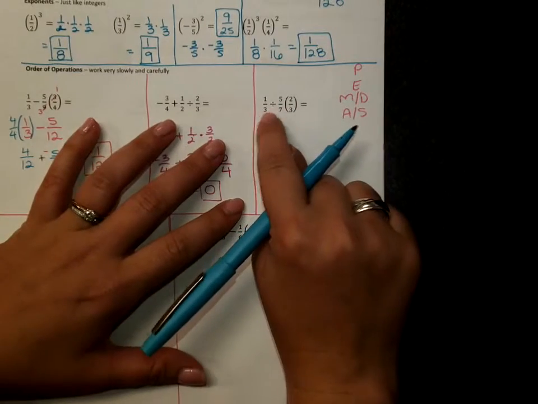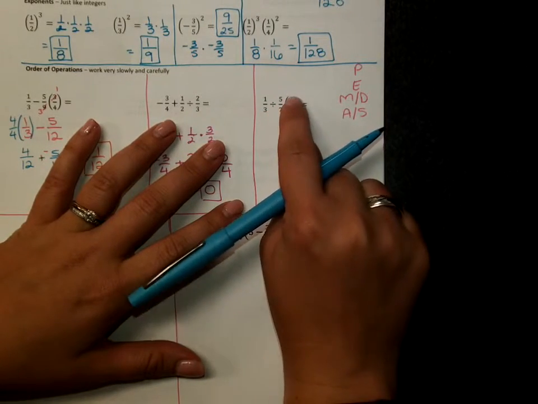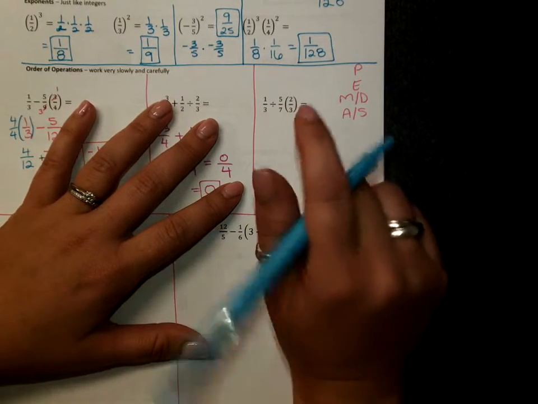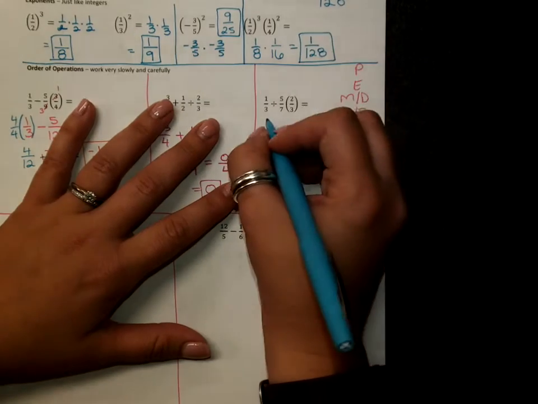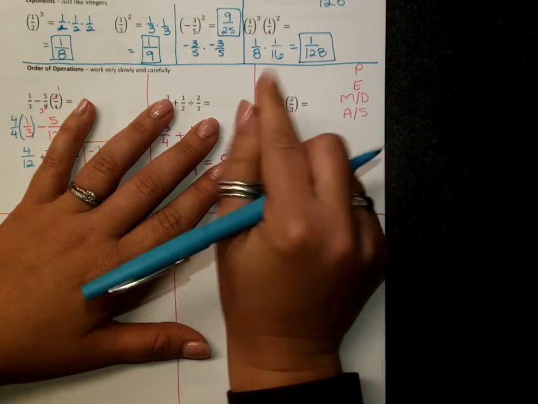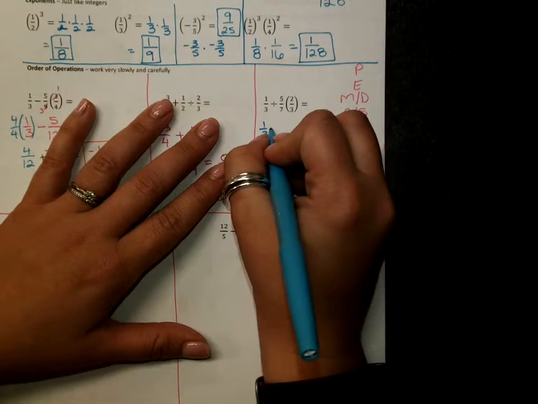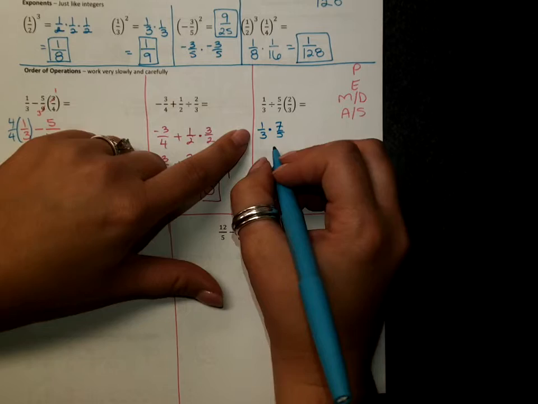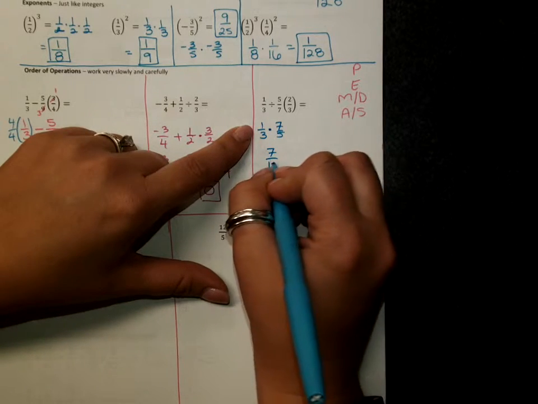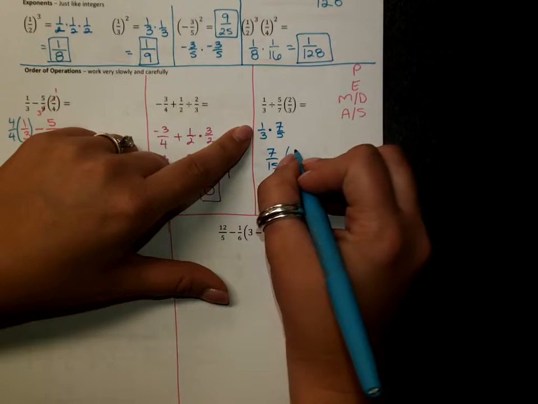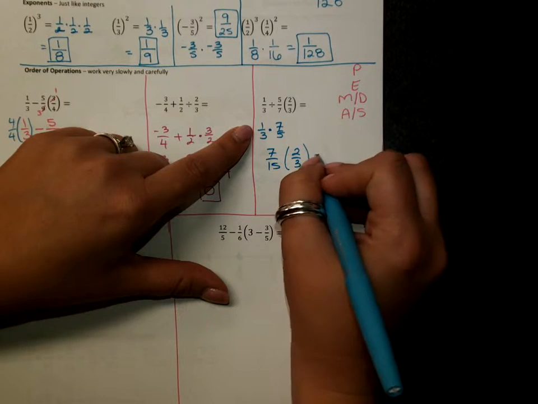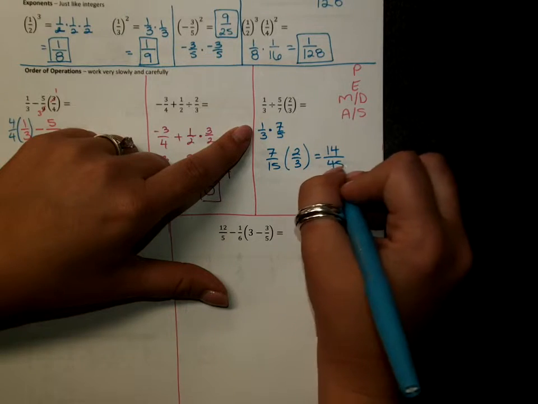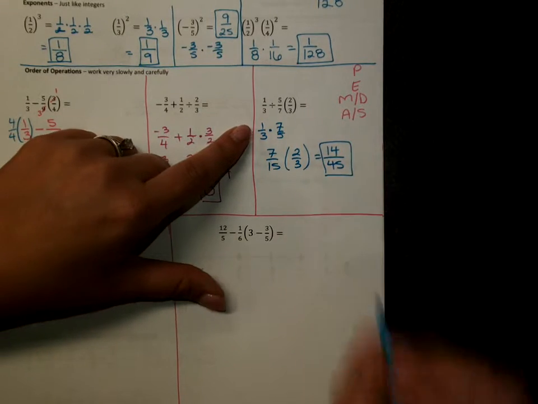This time we have 1/3 divided by 5/7 times 2/3. So the only operations are division and multiplication, and we go left to right. So we start with 1/3 divided by 5/7. So I'm going to change that division and flip that fraction to 7/5. That gives me 7 over 15 times 2 over 3. Then we'll multiply, this is 14 over 45, which does not reduce.